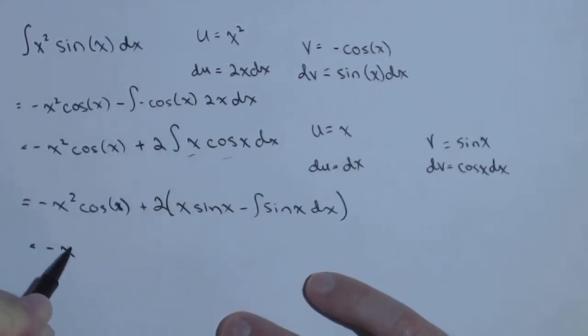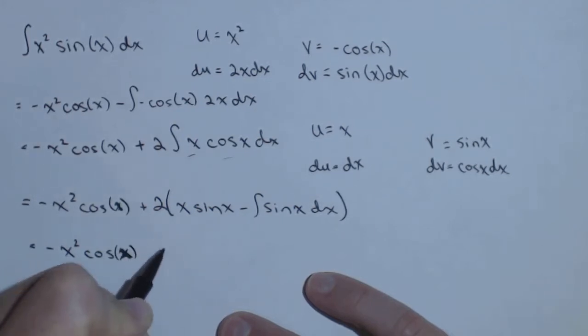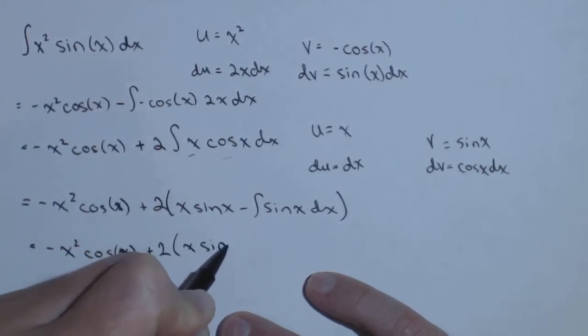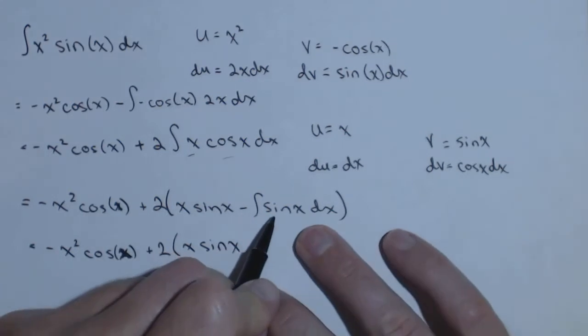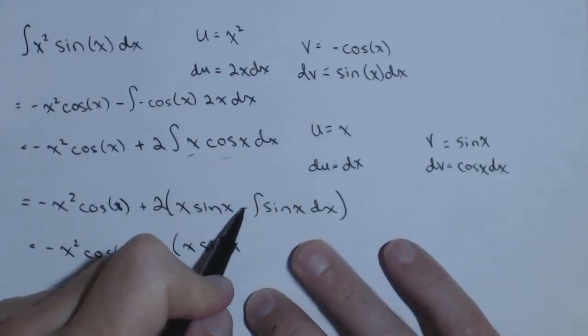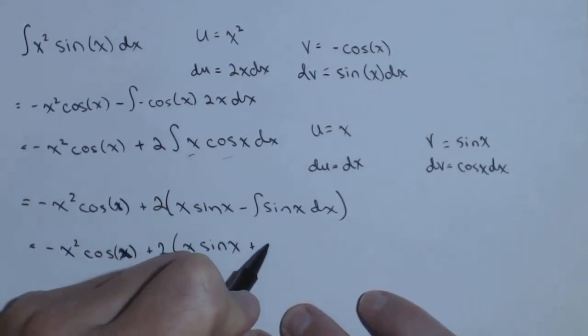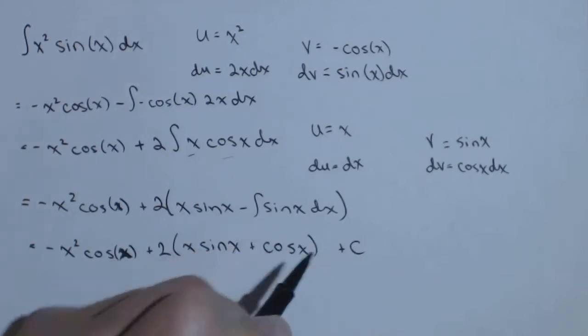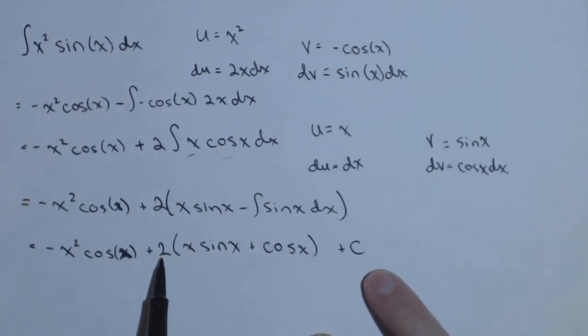So lastly, I've got minus x squared cosine of x, plus 2. This part again is now done, x sine x. Now the antiderivative of sine is negative cosine. We had done it up here. And so minus a negative cosine is going to be plus cosine of x plus c. We don't need to worry about multiplying the c by 2 because it's just some arbitrary constant.